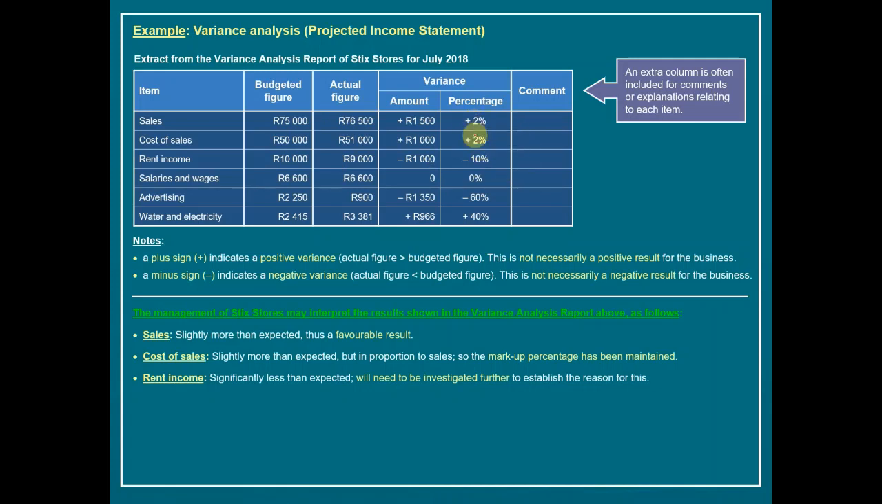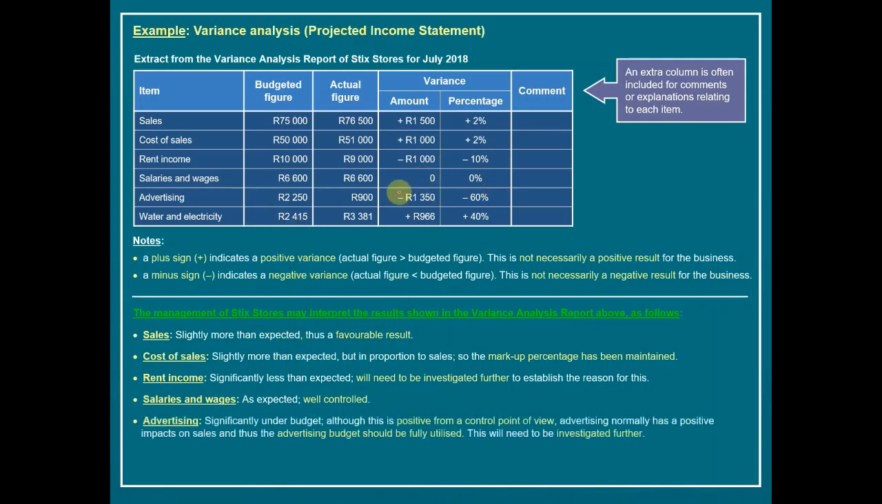If there was a big difference between the sales variance and the cost of sales variance, then obviously the markup percentage would not have been maintained. The rent income is much less than expected, 10%. So we will need to investigate that further to see what the reason is for that. Salaries and wages as expected, so it's well controlled.